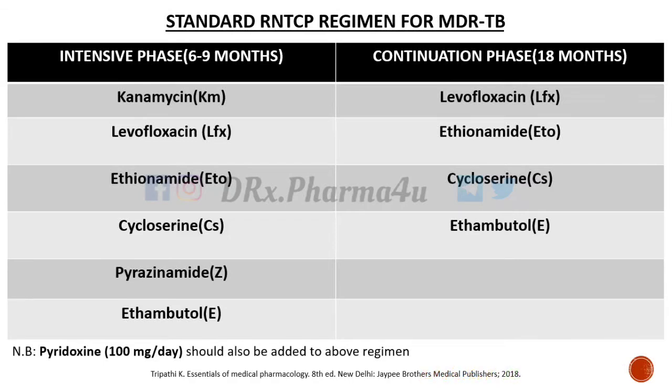As I said, injectables and pyrazinamide should be eliminated in the continuation phase. So we are using levofloxacin, ethionamide, cycloserine, and ethambutol. And as I have mentioned below, pyridoxine 100 milligram per day should be added to the above regimen.